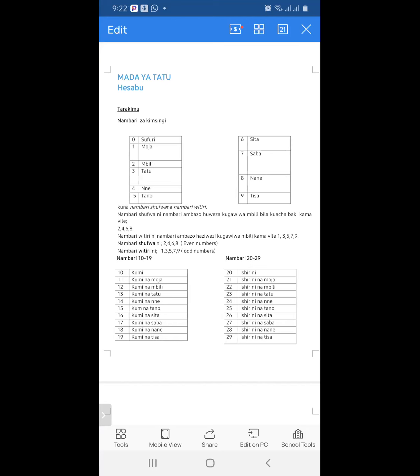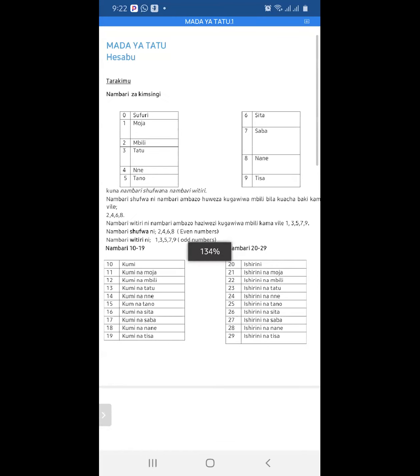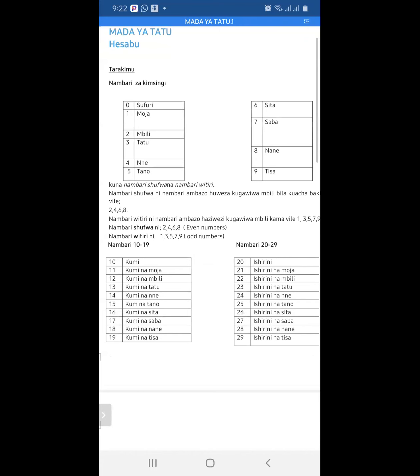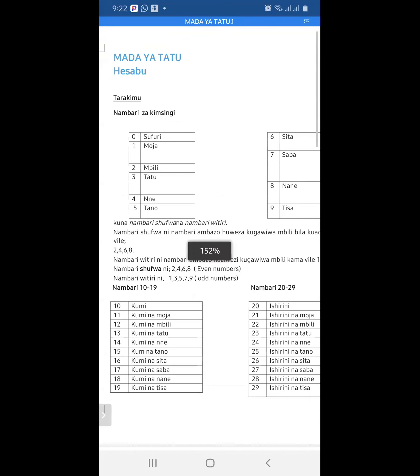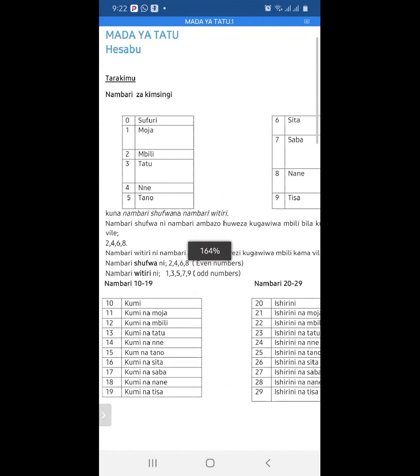Mada ya tatu, hisabu, tarakimu. Could you tell us what you understand by the words mada ya tatu? The screen is not clear. Teacher, can you please zoom in? Is it better now? Yes. So what is mada ya tatu?